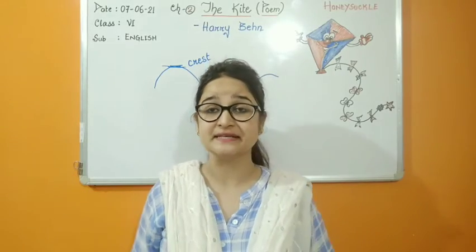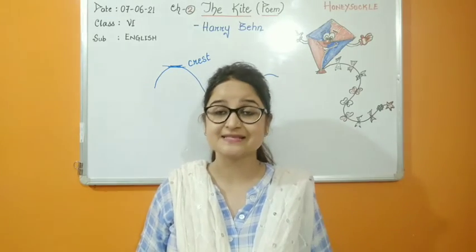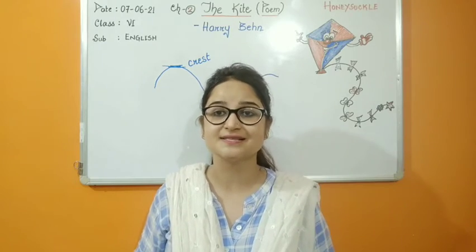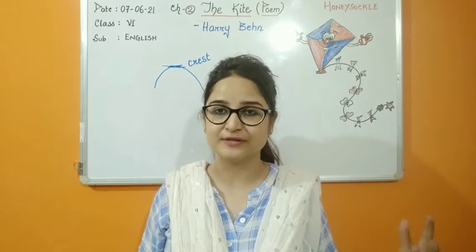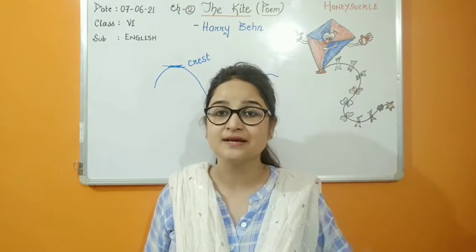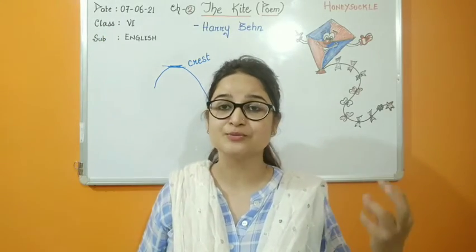So here we see that the kite is climbing to the crest of a gust. Gust is a rush of air, okay? Rush of air and pulls. Now what happens? It's tightening, the ropes are tightening because it has reached the highest point and now it pulls.